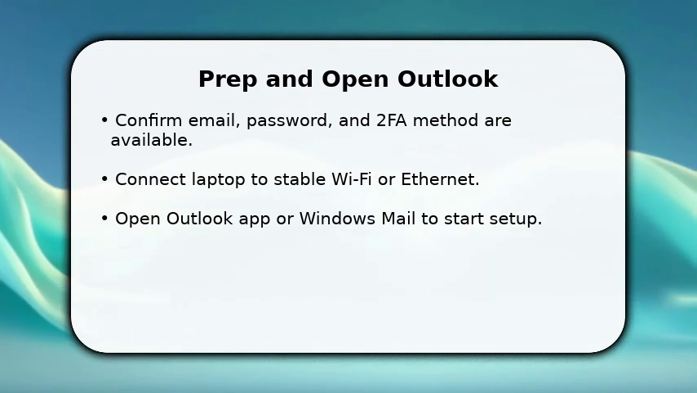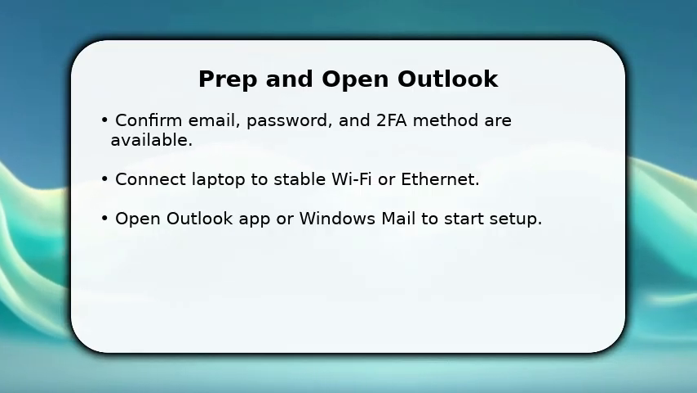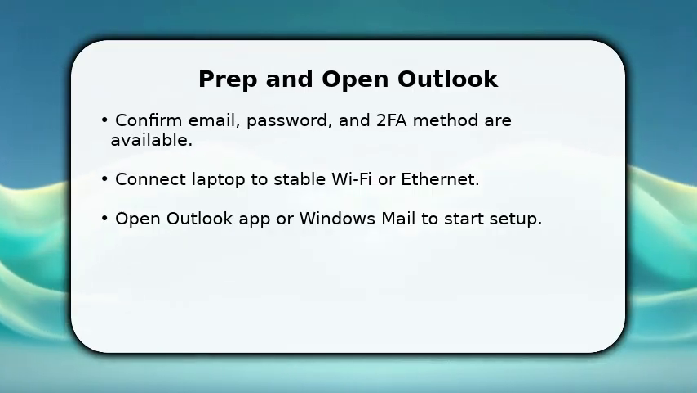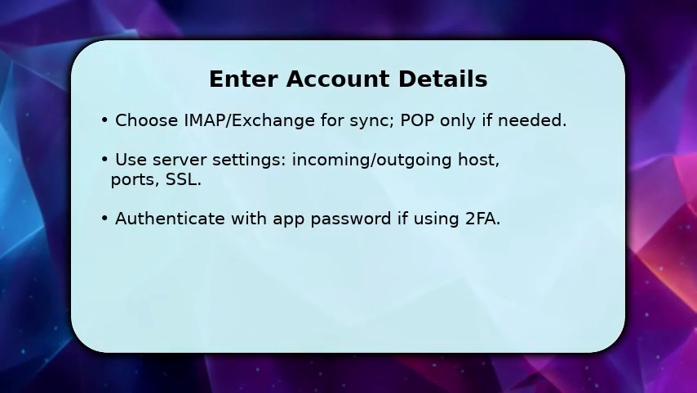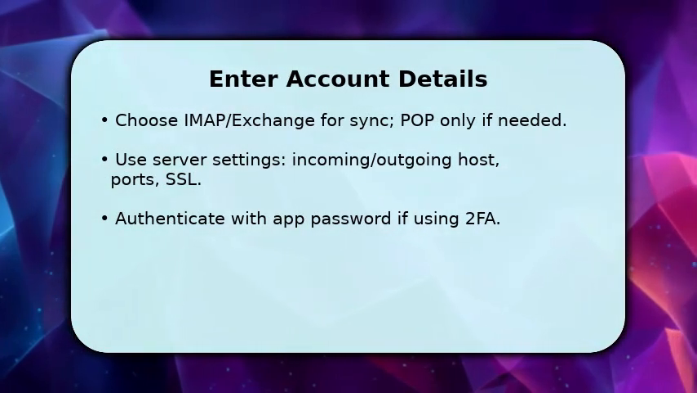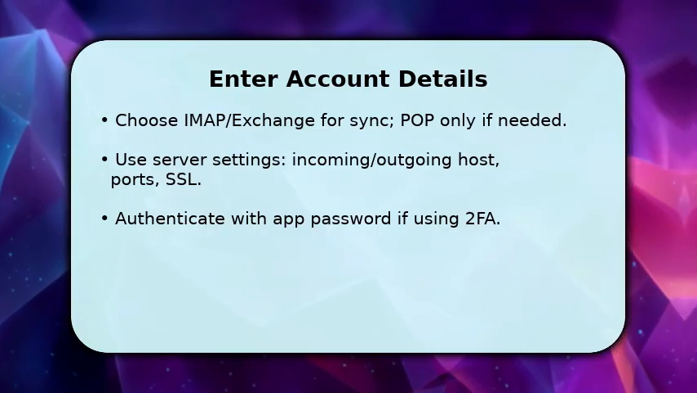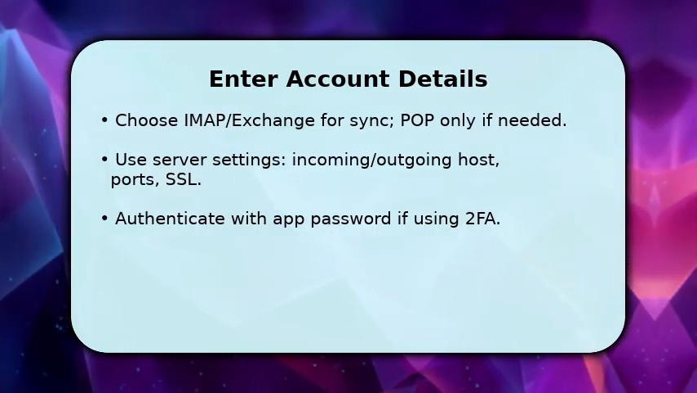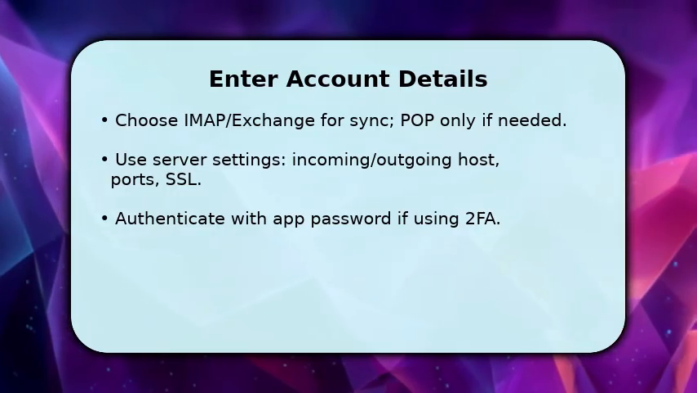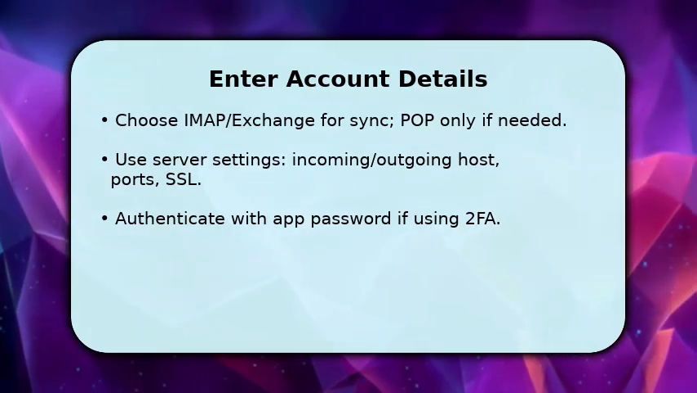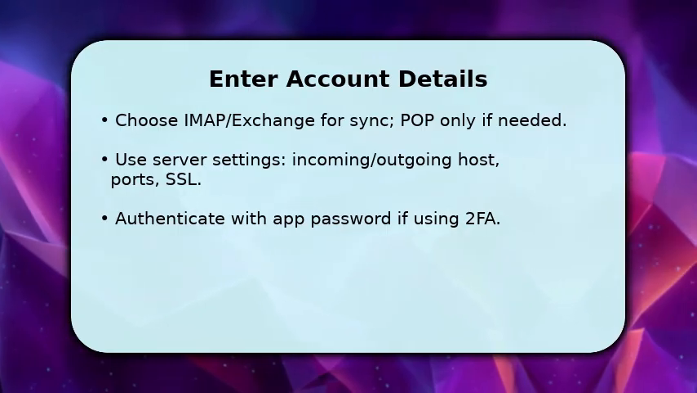You'll now specify how Outlook talks to your mail server. Choose Exchange or IMAP for full sync. Pick POP only when necessary. When automatic setup fails, click Advanced Options and enter incoming/outgoing host names, ports, and SSL/TLS choices. Common ports include 993 for IMAP and 587 for SMTP.